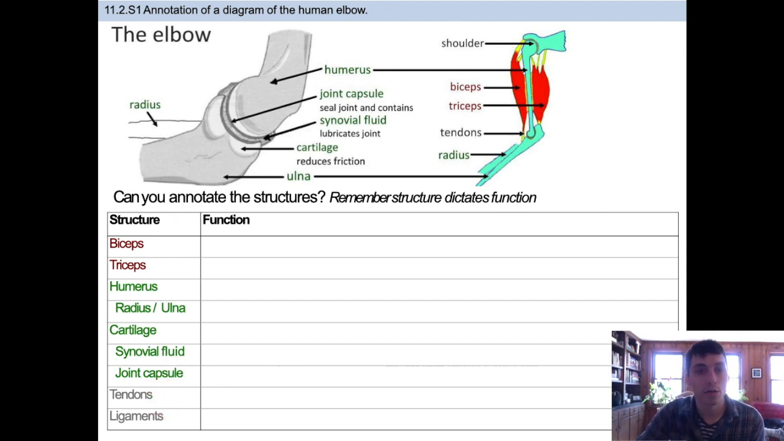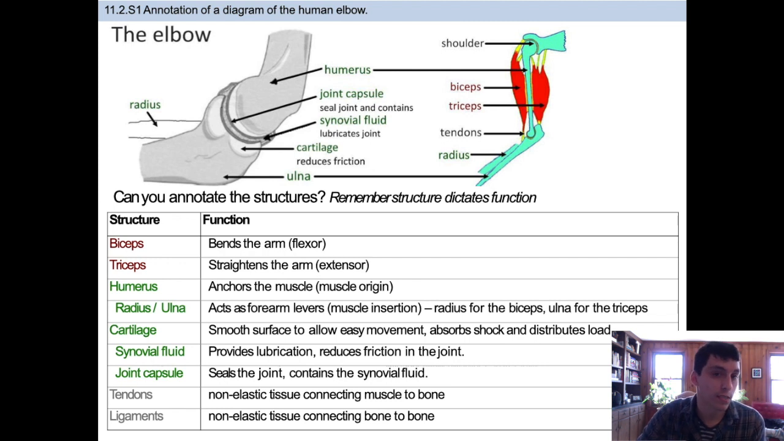So you need to know where all of those are, you need to be able to label it, and you also need to know what they all do. So you might want to pause the video here and copy down these functions because these are functions that you will need to know and they will come up on exams.